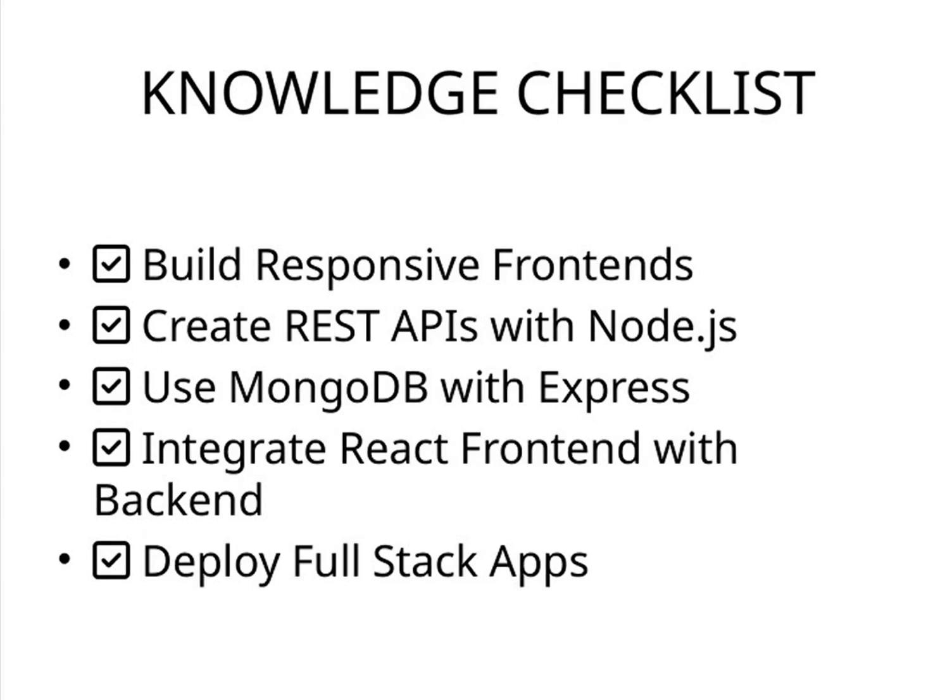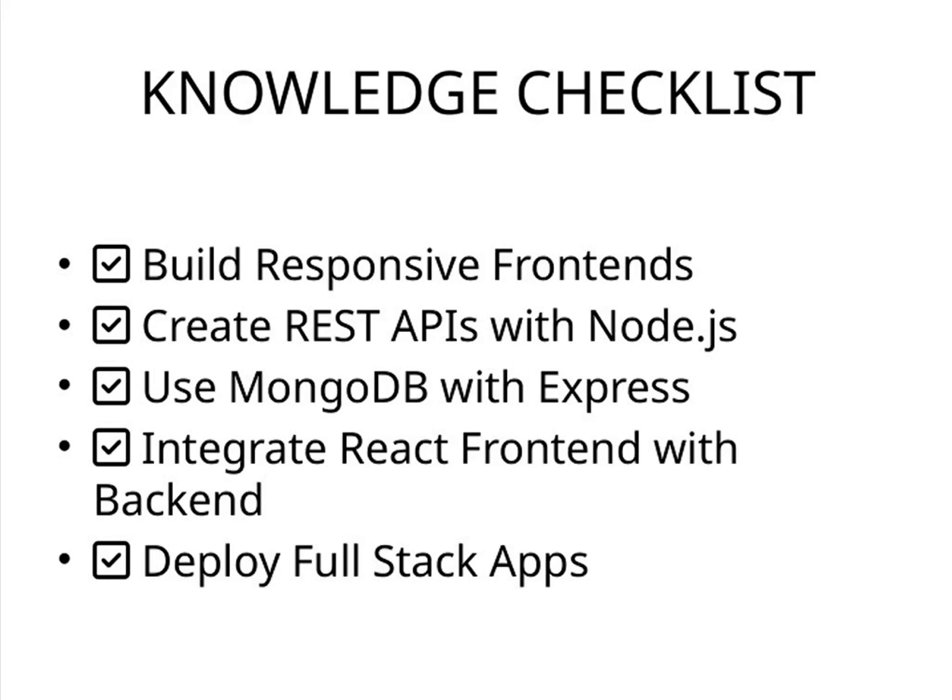All right, let's go through our knowledge checklist for today. First up, building responsive front ends is essential. This means creating user interfaces that look great and function smoothly on any device, whether it's a phone, tablet, or desktop. It's all about making the user experience seamless and adaptable. Next, creating REST APIs with Node.js is a fundamental skill. REST APIs serve as the communication bridge between your front-end and back-end, enabling data exchange in a structured way. Using Node.js makes this process efficient and scalable, which is crucial for modern web applications.